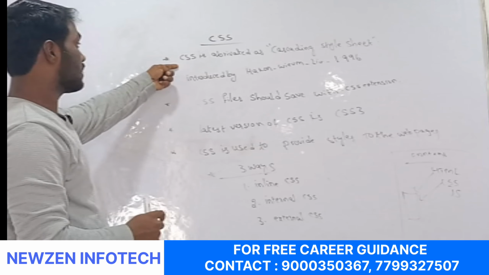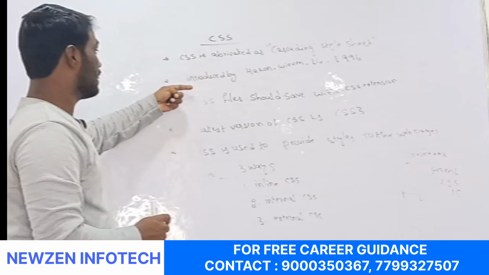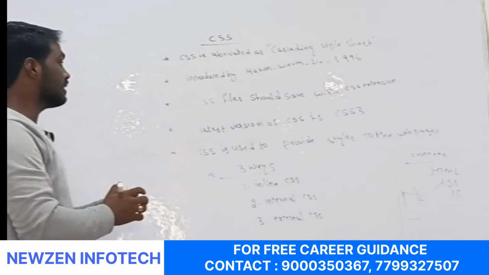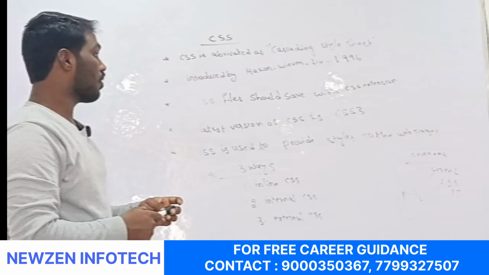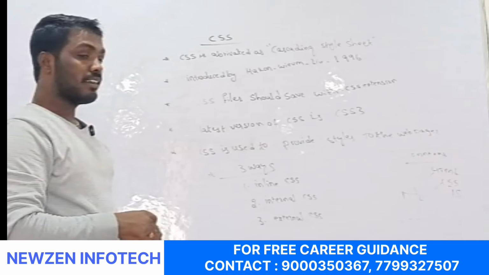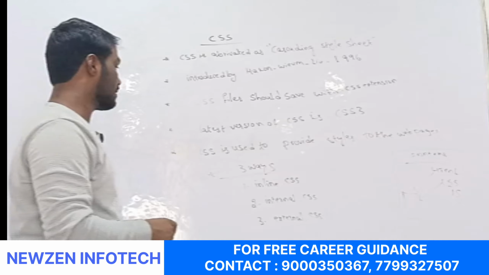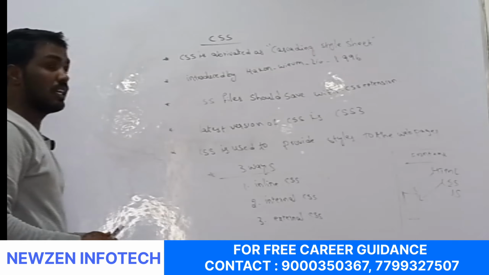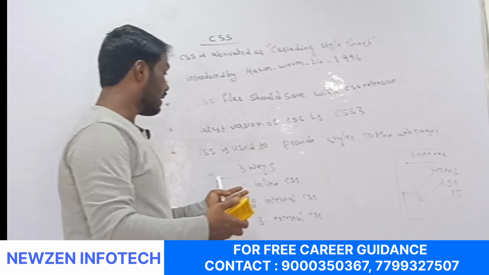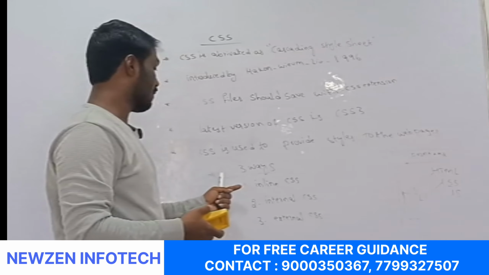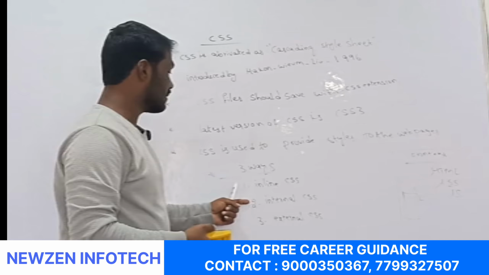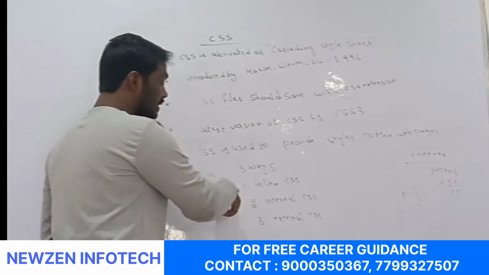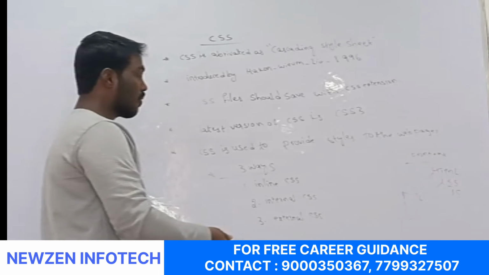CSS is abbreviated as cascading style sheet. CSS is introduced by Hakon Wium Lie in the year of 1993. CSS files should be saved with the .css extension, the current version of CSS is CSS3, and CSS is used to provide styles to the web page. Those styles we can declare in three ways: inline CSS, internal CSS, external CSS. Now we will discuss what is inline CSS, internal CSS, and external CSS.